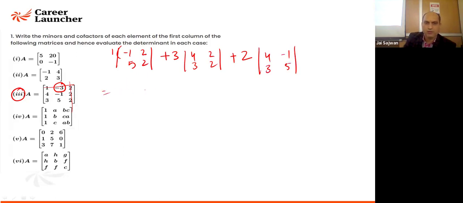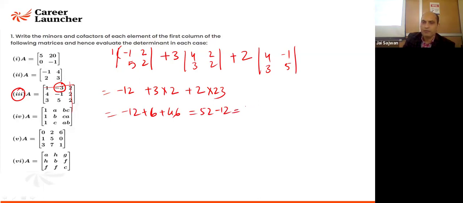To ye kitna ho jayega? -2 -10 -12 plus 3. 8 -6 is kitna? +2. 2 into 4 5 is 20 plus 3 is 23. So this is -12 plus 3 2 is 6 plus 46. 52 minus 12 kitna aata hai? 40. What is the answer? 40. Is it fine? Clear?